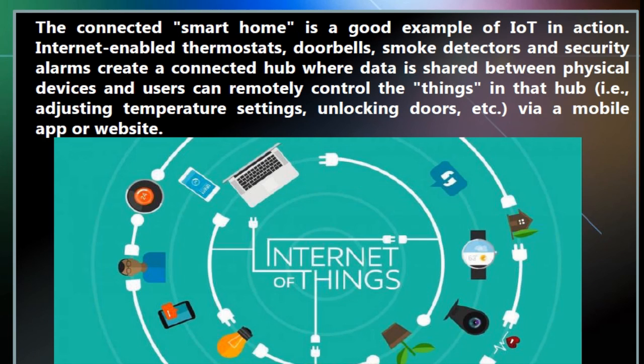The connected smartphone is a good example of IoT in action. Internet-enabled thermostats, doorbells, smoke detectors, and security devices, and users can remotely control the things in that hub. That is, adjusting temperature settings, unlocking doors via a mobile app or website.